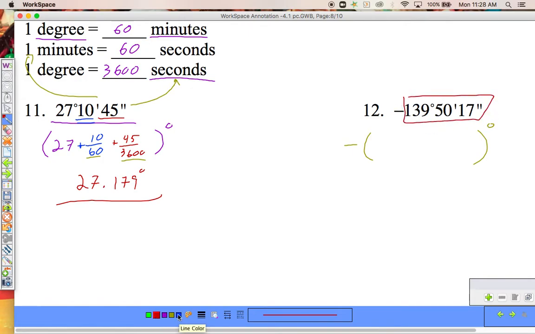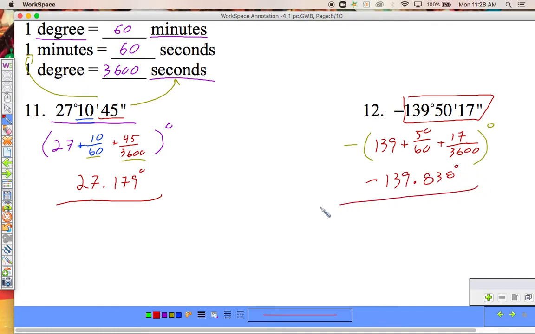and go 139 plus my 50 over 60 plus my 17 over 3,600. Very important. Take out the negative sign and the degree and put it in the parentheses and do the math from there. So I'm going to say 139 plus 50 over 60 plus 17 divided by 3,600. My answer is going to be a negative 139.838 rounded degrees.